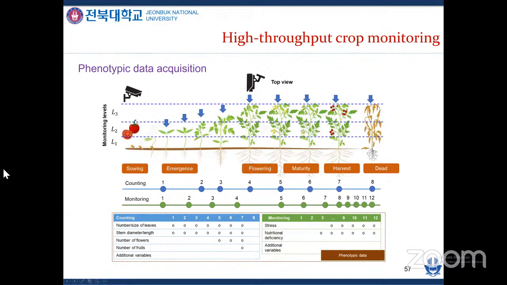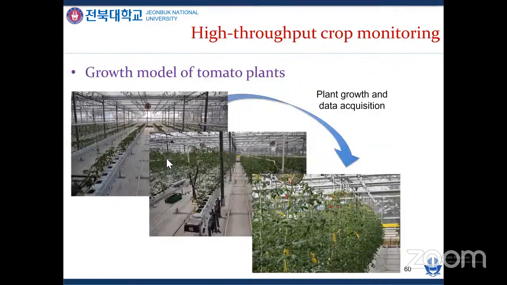For example, counting the number of leaves, measuring the stem diameter, number of flowers, fruit, and some additional variables. Also, understanding some monitoring levels in terms of stress, nutritional efficiency, or those symptoms that a plant shows throughout that period. So this is our current technique, and we are trying to understand the plants, as I said, throughout the entire cultivation period.